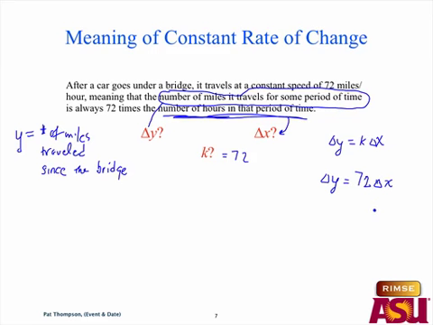If I go a half an hour, how many miles do I go? 36. 36, right? If I go 3 hours, how many miles do I go? The number of miles is always 72 times the number of hours, or 72 is the relative size of my change in distance to my change in time.